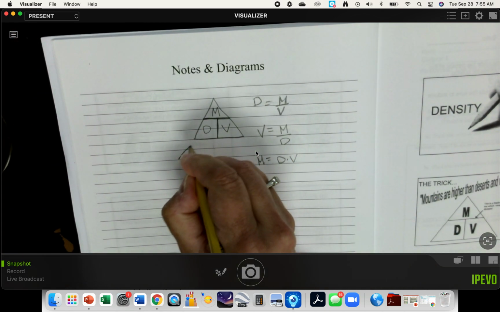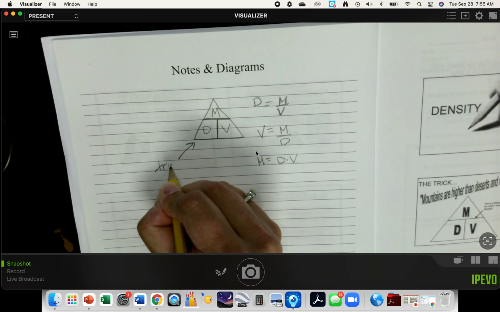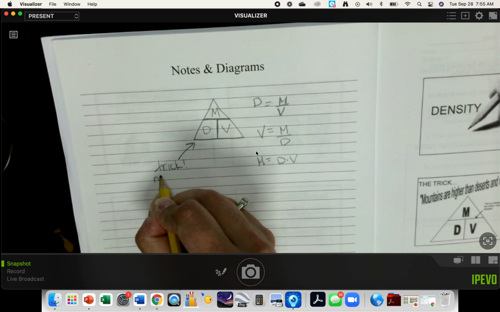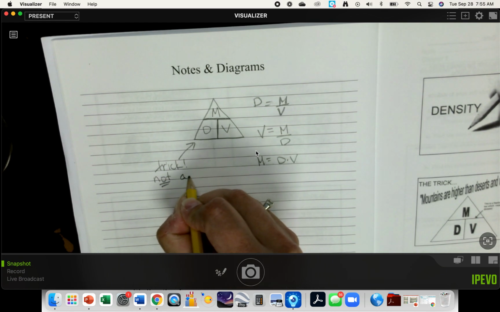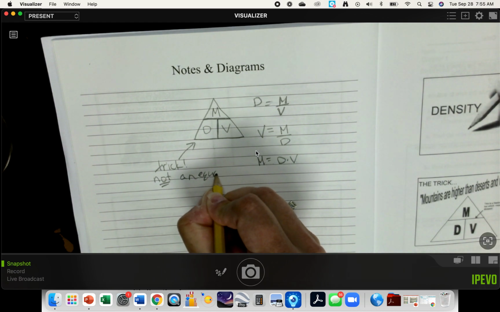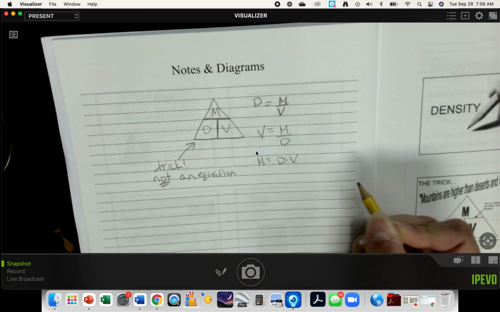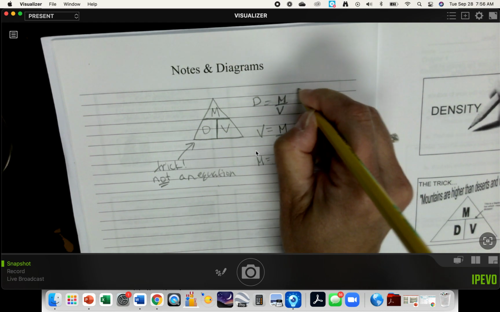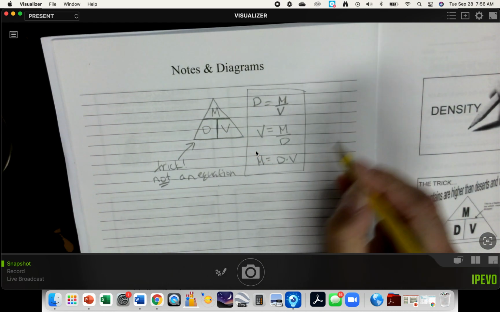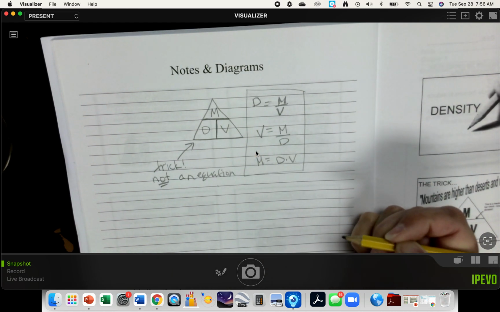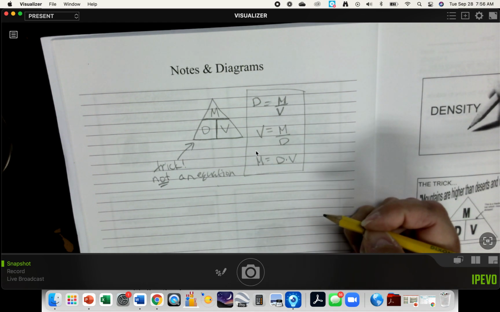So remember that this is a trick. This is not an equation. This is a trick for how we get the equation. When we want to show our work, we need to write the equation that we glean from this trick. So that is the density trick.